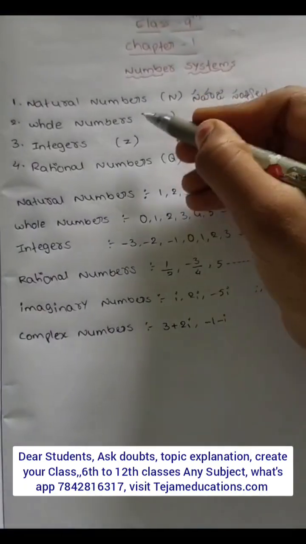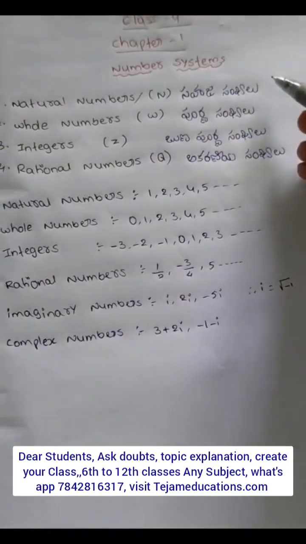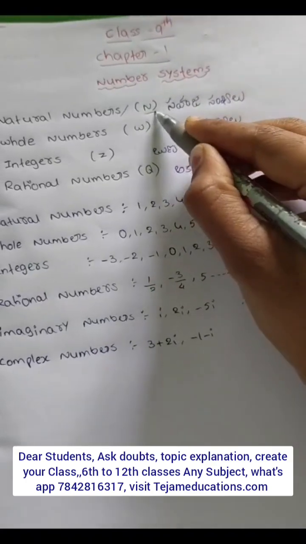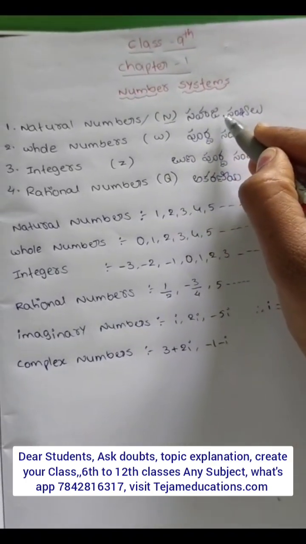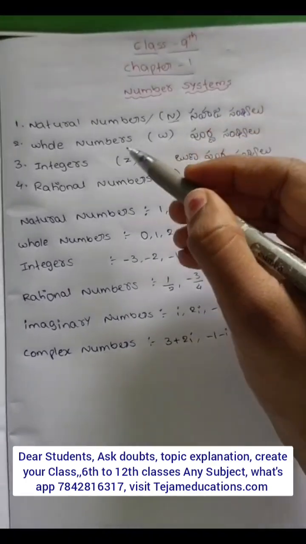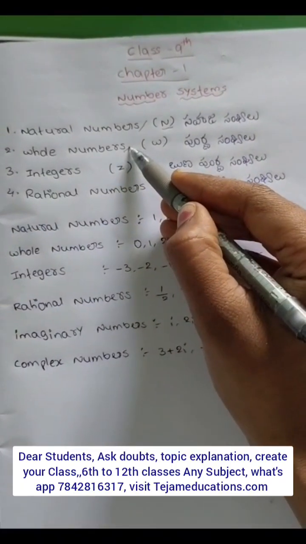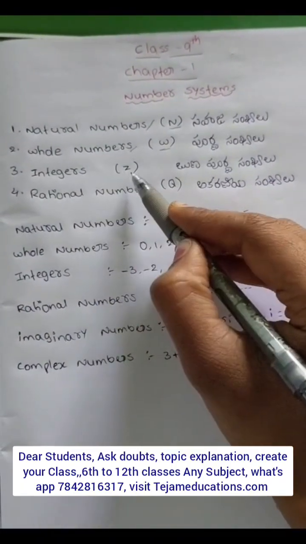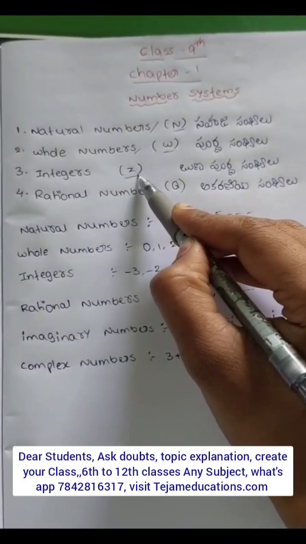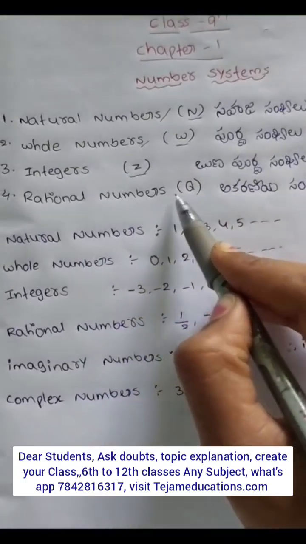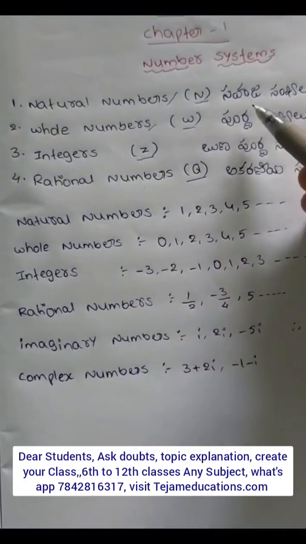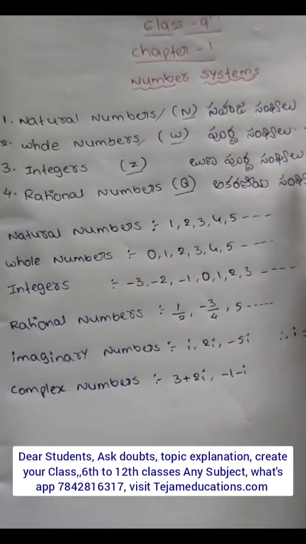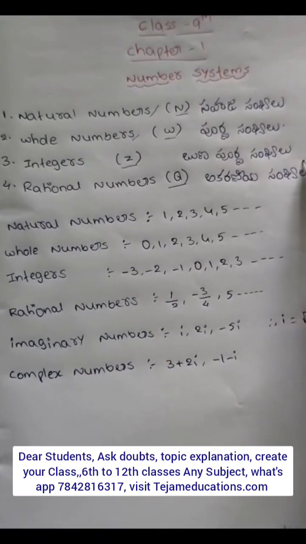We can see here there is the natural number, which is denoted by the letter N, and in Telugu it is called sahaja sankhyalu. The other one is whole numbers, denoted by the letter W. Integers are denoted by the letter Z. Rational numbers are denoted by Q. In Telugu we call them sahaja sankhyalu, purna sankhyalu, runa purna sankhyalu, agaraniya sankhyalu.